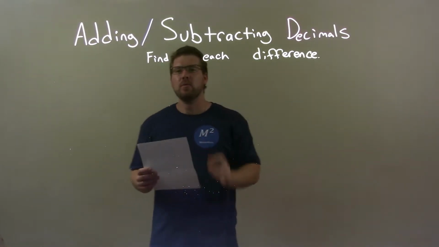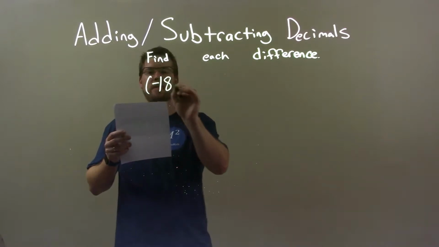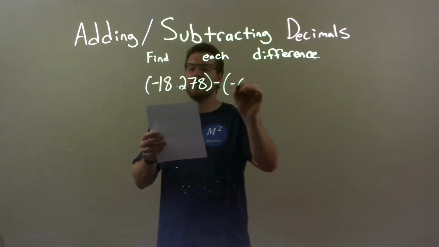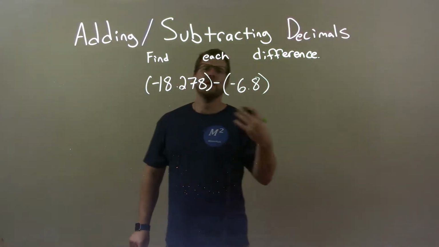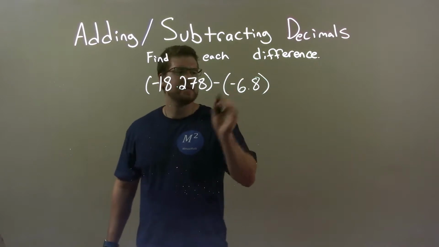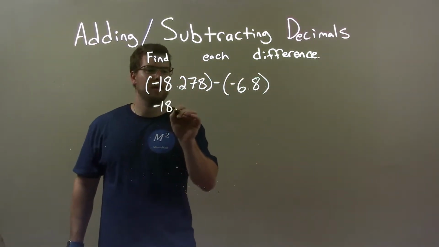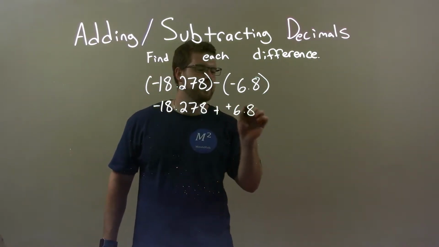So, if I was given these numbers, negative 18.278 minus a negative 6.8. Okay. Well, what do I need to do here? Well, I know subtracting a negative is the same thing as adding a positive, so I'm going to do that. We have negative 18.278 plus a positive 6.8.